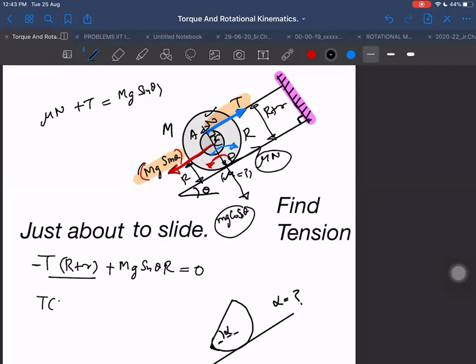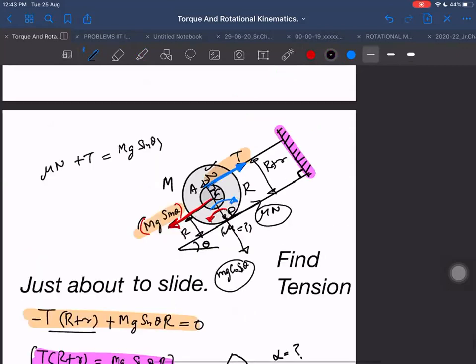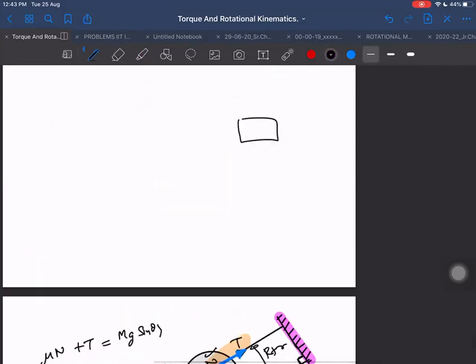T into R plus R is equal to mg sin theta into R. I recommend students to follow this directly. I should also suggest every student do it directly like this. I have two ways to write the force balancing equation.